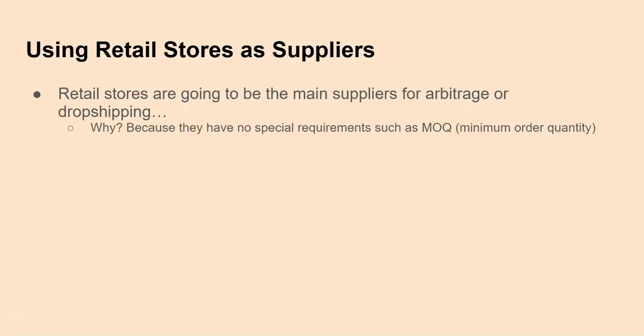And why is because they have no special requirements, such as an MOQ, which is a minimum order quantity. So with wholesale suppliers, for people that do wholesale, they have to meet certain requirements of those wholesale suppliers, and they have to buy, let's say, 500 units of a particular product, or they might have to buy at least 1,000 units, right? Just in order to buy that product and sell it on Amazon. So as arbitrage sellers, doing arbitrage, doing retail dropshipping, retail online arbitrage, we use these retail stores, these online stores, because we don't have these kinds of requirements.